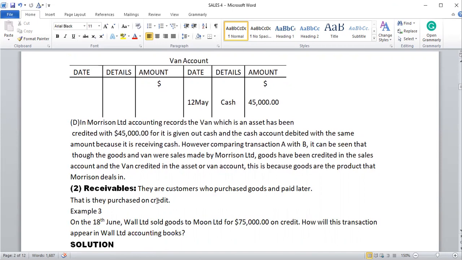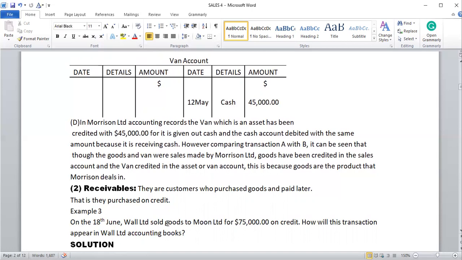So receivable means that most of the time, a company may sell an item for cash. But on some occasions, the company may sell and cash will not be received immediately, because the customer will buy on credit and pay later on. That is why we say the customer has become a receivable to the company, because it is not paying cash immediately, but later on. So let us look at example 3.